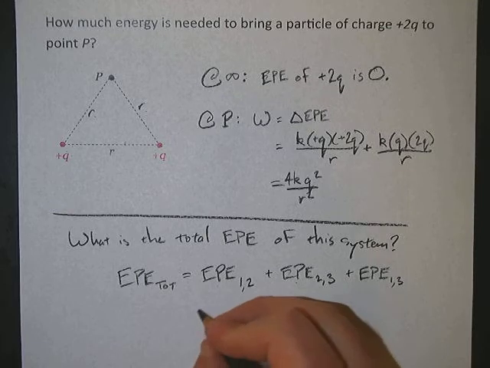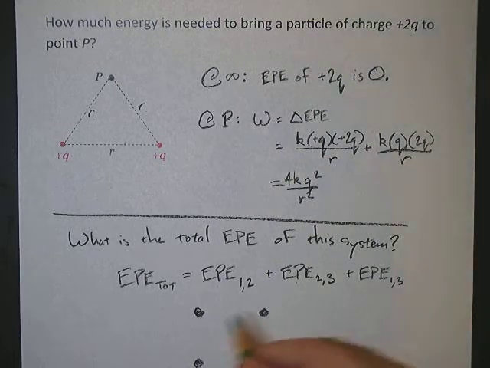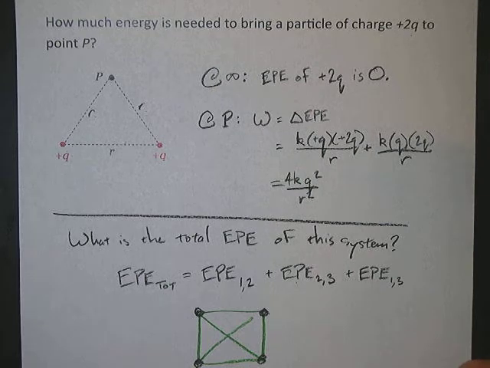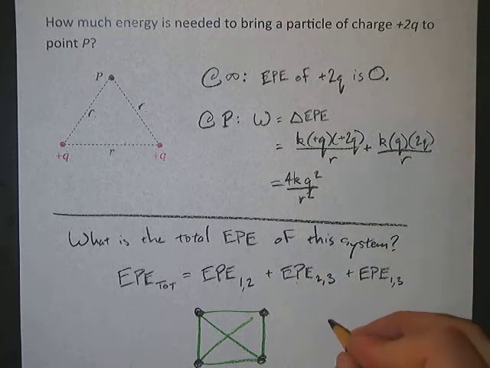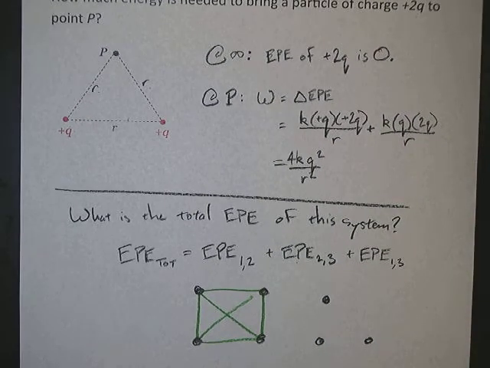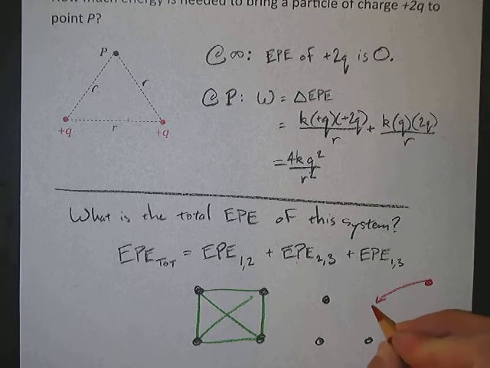For a system of 3 charges, we'll need to add up a total of 3 potential energies. If I had a system of 4 charges, then I would need to do 1, 2, 3, 4, 5, 6 calculations to get the total potential energy in the system. If I were asked how much energy would be needed to bring in a particle to complete a quartet, so let's say that I have these 3 particles already in place, and I'm going to bring in another particle.